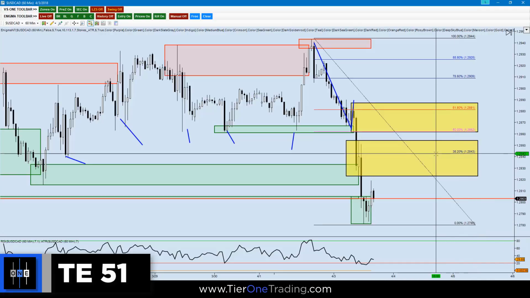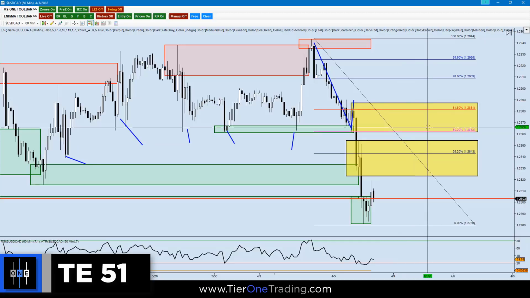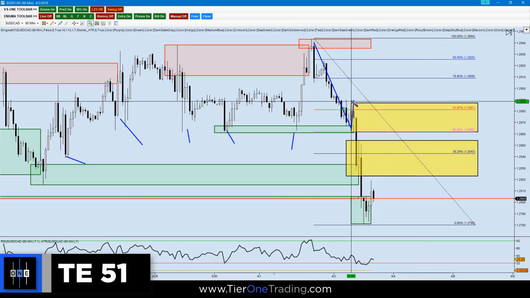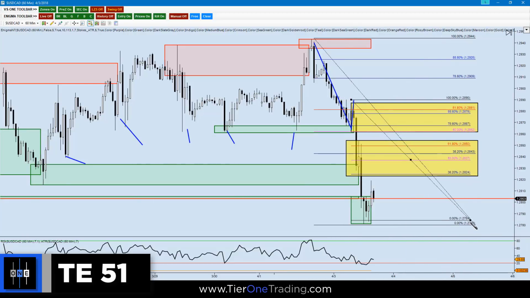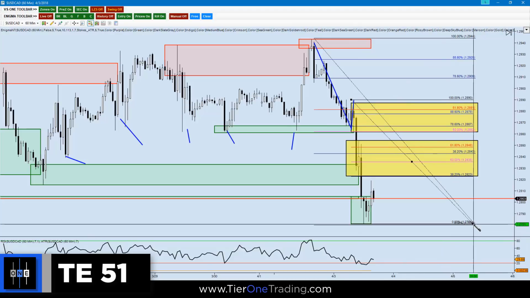You'll see that we have a 382 Fibonacci retracement right in this first zone. We have a 50% and a 618 Fibonacci retracement hiding out right in that second zone as well. Let me just see if there's anything else here. 618 here as well. So you can get a little bit of Fibonacci influence there.